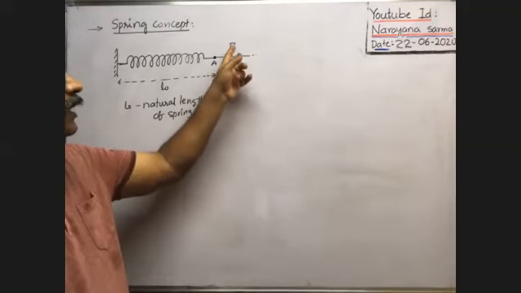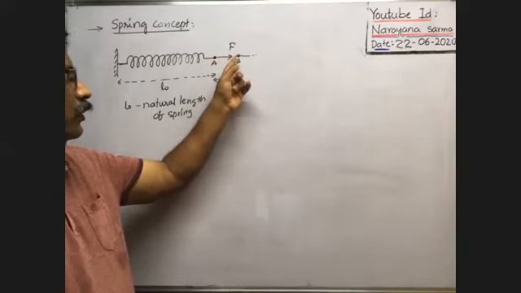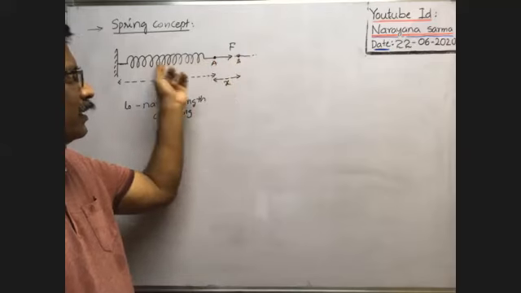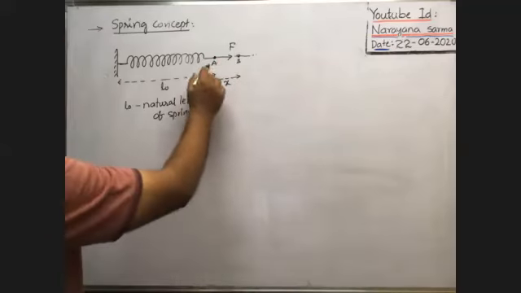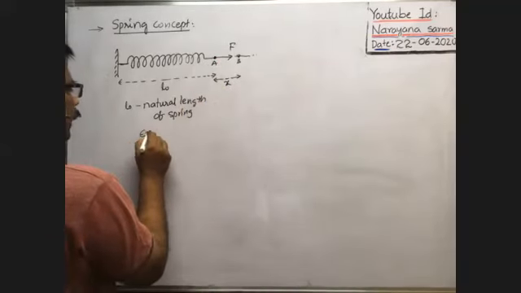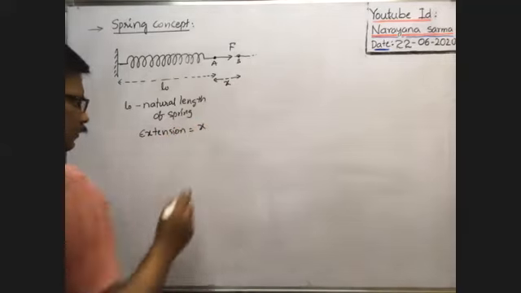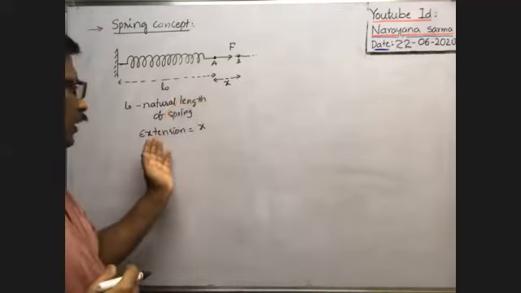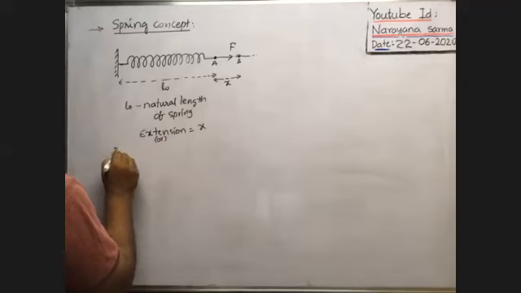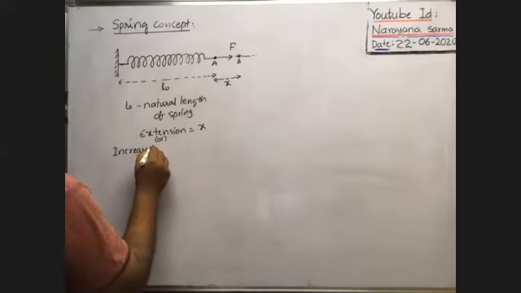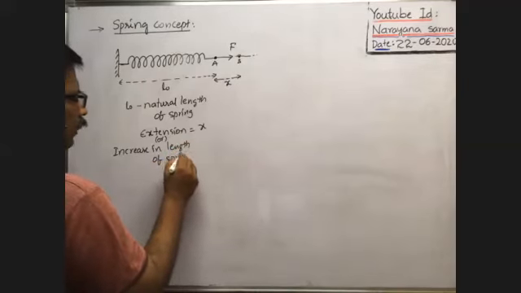Already, because of the applied force, this one end of the spring is displaced from this position to this position, which is equal to the increase in length of the spring. The increase in length of the spring is called extension. So here the extension is equal to X. Extension, or increase in length of the spring, is equal to X.